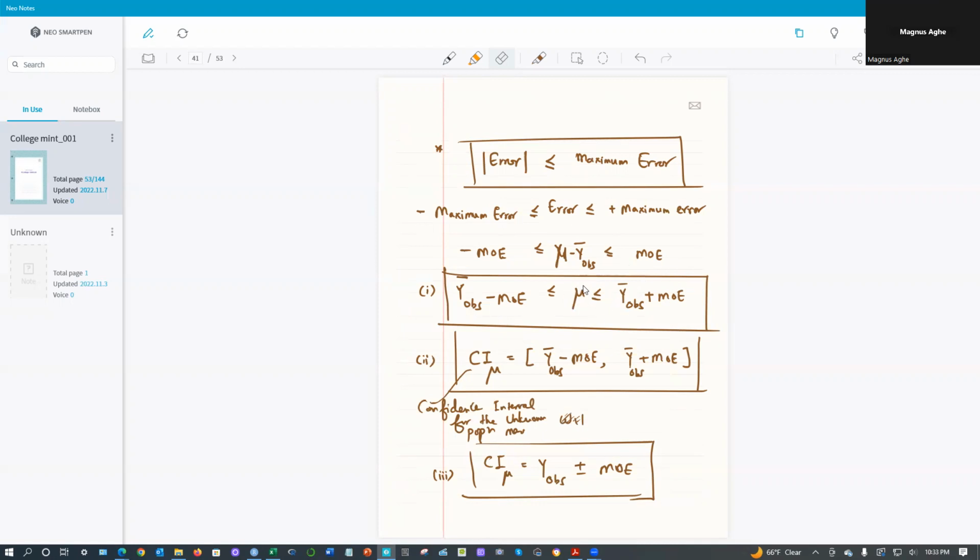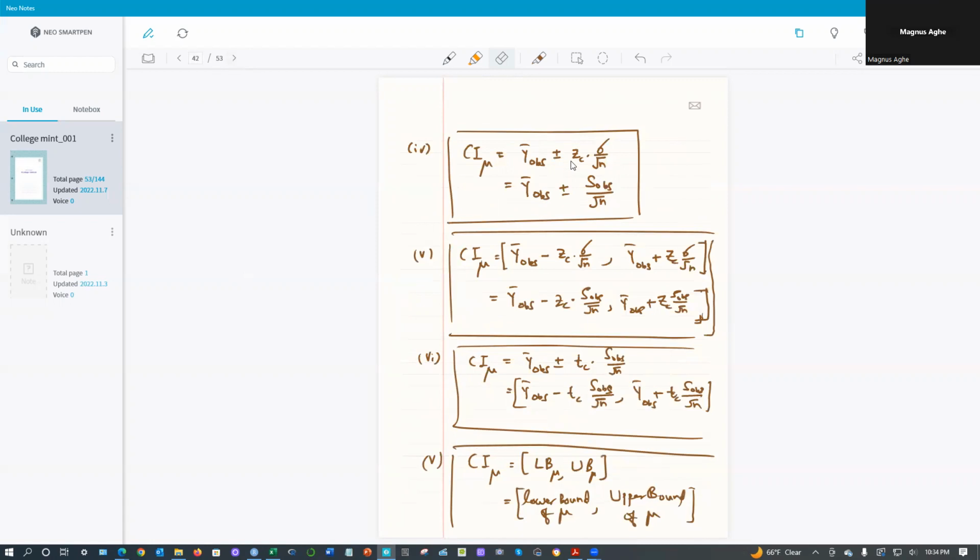See, mu has to be between this end and that end. Or some people prefer to condense this one: y bar plus or minus margin of error. Some people like this way: y bar minus margin of error, comma, this one. Some people prefer to write it this way. The margin of error will be replaced like this. Some people like spreading out like this. Some people use the t based on the situation, or spreading out like this. Some people like to put lower bound and upper bound. So there are many ways we can write the confidence interval for mu.